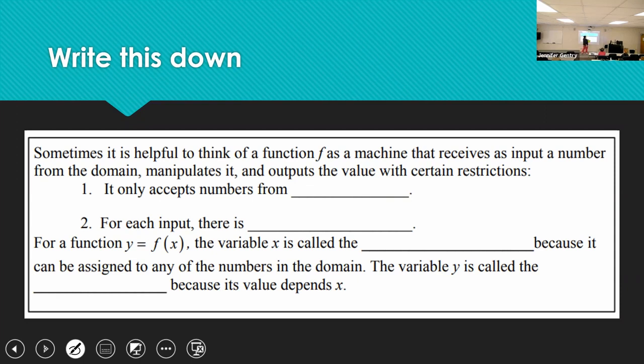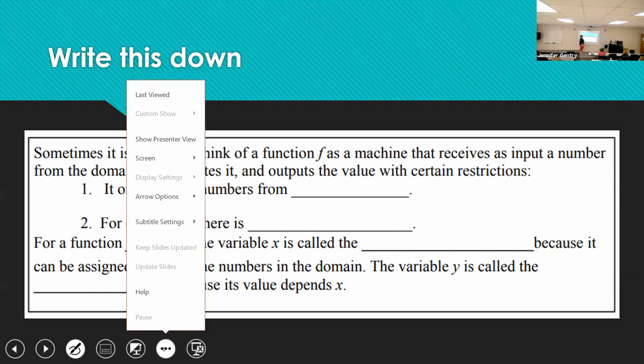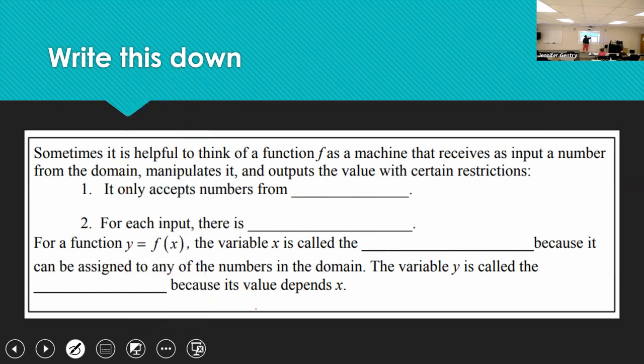Sometimes it's helpful to think of function f as a machine that receives an input from the domain, does something with it, and then outputs a value. So we can say here we've got a pipe: something comes in, something happens, something goes out. It only accepts numbers from... What numbers for x can I put in here? What is x allowed to be? Starts with the letter D. Domain.